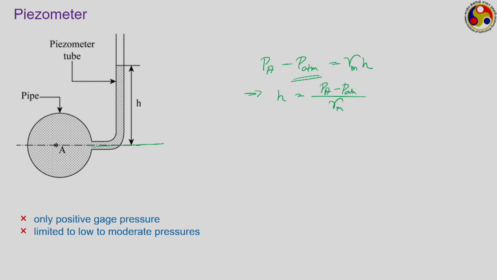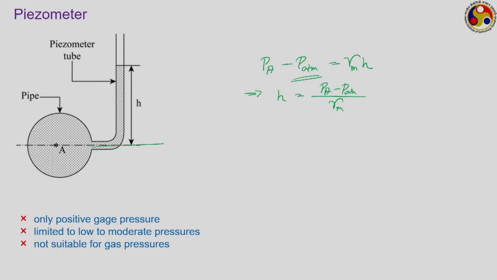It is generally limited to low to moderate pressure levels, because if you are looking for very high pressure measurement, then correspondingly you are going to get a much taller column of liquid, and we need a very tall tube to deal with, which is not practicable. So, we are limited to low to moderate pressure levels, something quite close to atmospheric pressure.